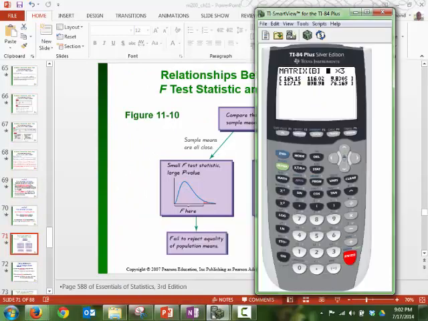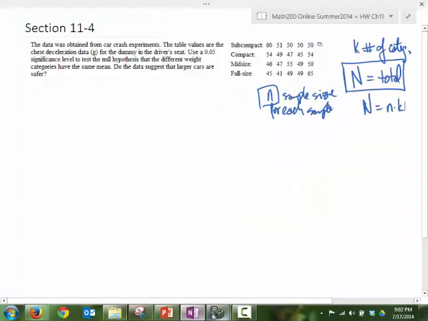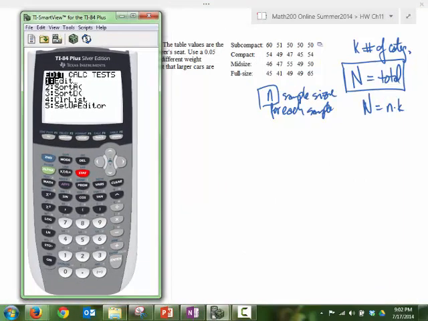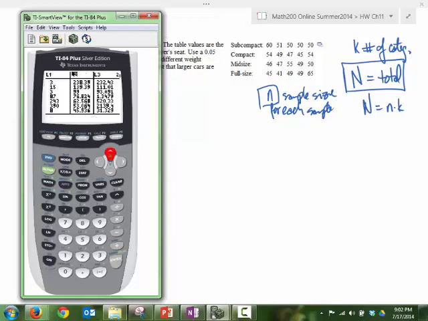So the way this is going to work in our calculators is that we're going to type in the data into different lists. So in our example, how many categories do we have? We have 4 categories, so we should fill in 4 lists. You can start with L1. It doesn't matter where you start, but usually we start with L1, right? So let's clear everything out from L1 and then put in the subcompact first. It doesn't matter which ones you put in first because it's all going to be merged together.